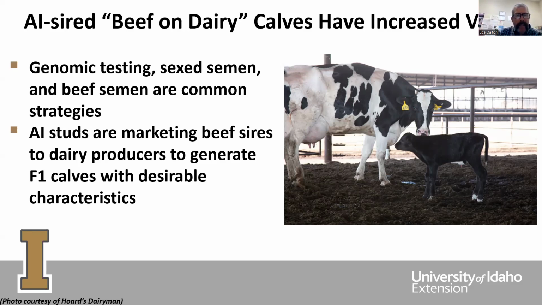Then we can, with the rest of the herd, or with a significant portion of the bottom part of the herd, breed to beef semen to generate these very much in demand AI-sired beef on dairy, either bull calves or even heifer calves. And AI studs are currently marketing beef sires to dairy producers to generate these F1 calves with desirable characteristics.